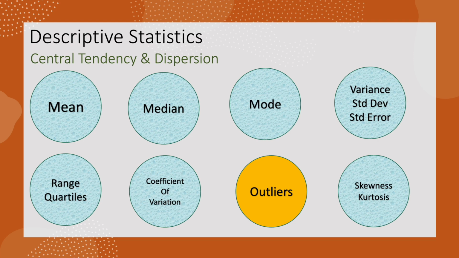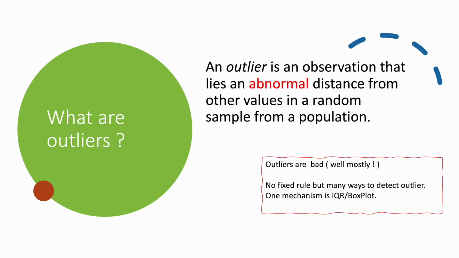Let's see what outliers are. What are outliers? An outlier is an observation which is abnormal. In one word, if we have to define outliers, as we understand in common English language also, it is abnormality, right? Something which doesn't fit the rule. That is abnormal and that is an outlier. So in statistics, we define it technically as an observation that lies an abnormal distance from the other values of the random sample from a population.